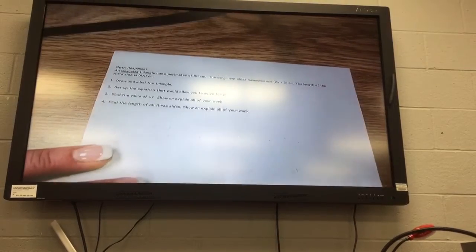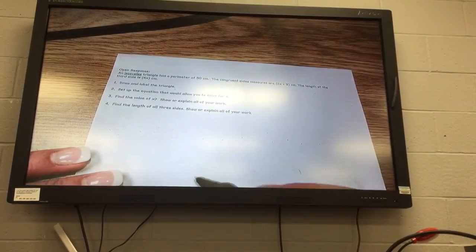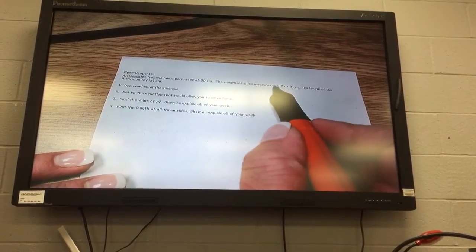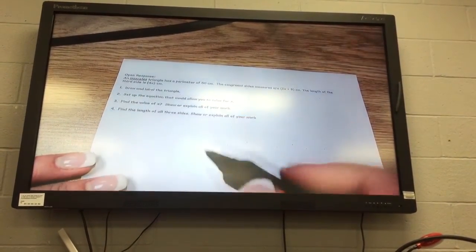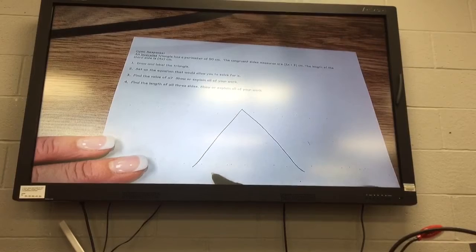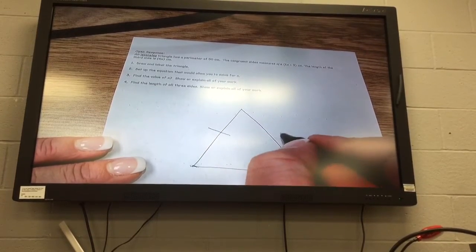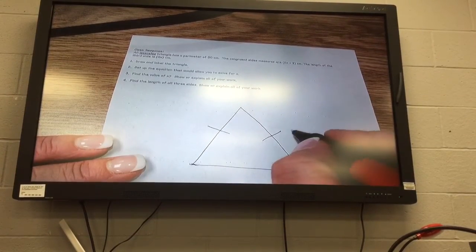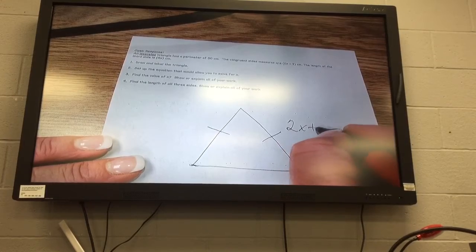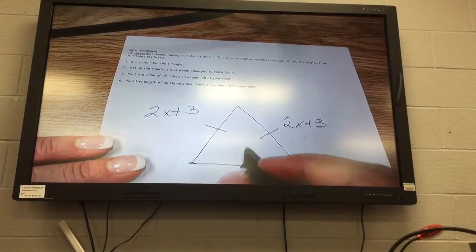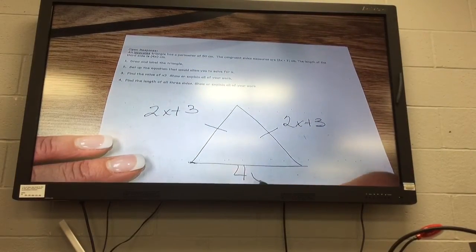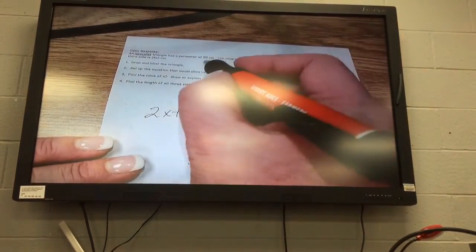It says an isosceles triangle has a perimeter of 50. The congruent sides measure 2x plus 3. The length of the third side is 4x. So remember, an isosceles means only 2 sides are the same. It says that the isosceles sides are 2x plus 3, and it says the third side is 4x. All right? And it talks about the perimeter.